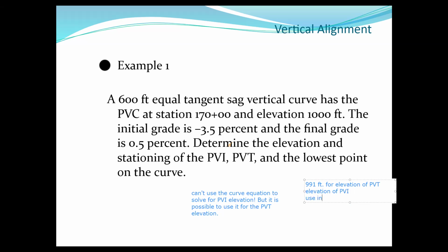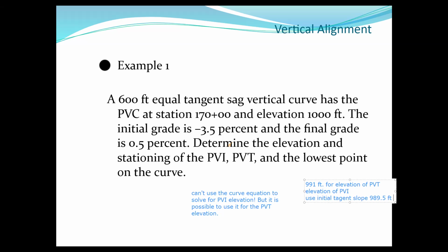Well, so use initial tangent slope, right? And then elevation of PVC. So what's the value? Anybody have a value for me? Should be pretty easy. 10.5 feet, 989.5, right? So the answer will be 989.5 feet. If you solve this, you should get 989.5 feet.